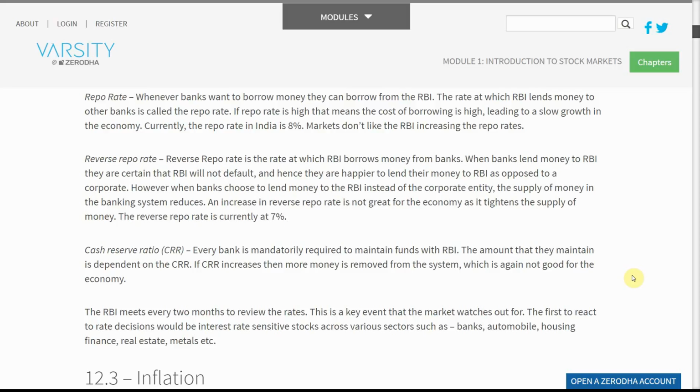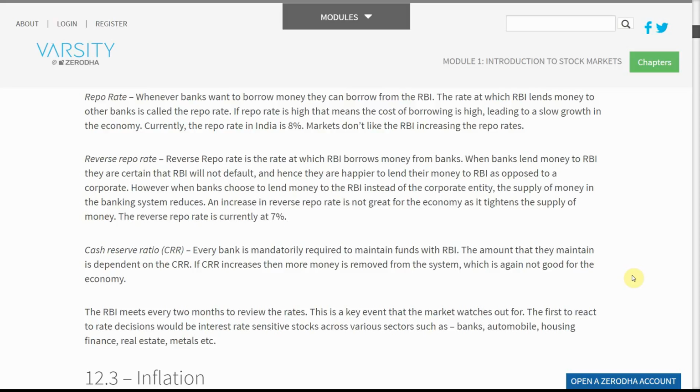Cash reserve ratio, CRR. Every bank is mandatorily required to maintain funds with RBI. The amount that they maintain is dependent on the CRR. If CRR increases, then more money is removed from the system, which is again not good for the economy. The RBI meets every 2 months to review the rates. This is a key event that the market watches out for.